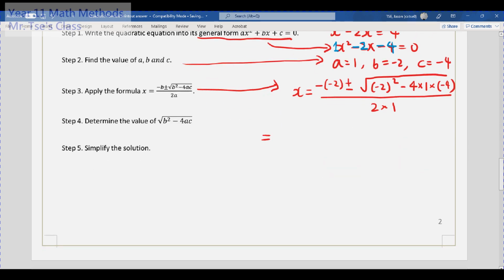Minus, bracket minus 2, so that means 2. How about minus 2 squared? Remember that minus 2 squared means minus 2 times minus 2, which is 4. And minus 4 times minus 4, which is positive 16. Be careful about the negative sign. And try to do it without a calculator, because this one could be in paper 1.